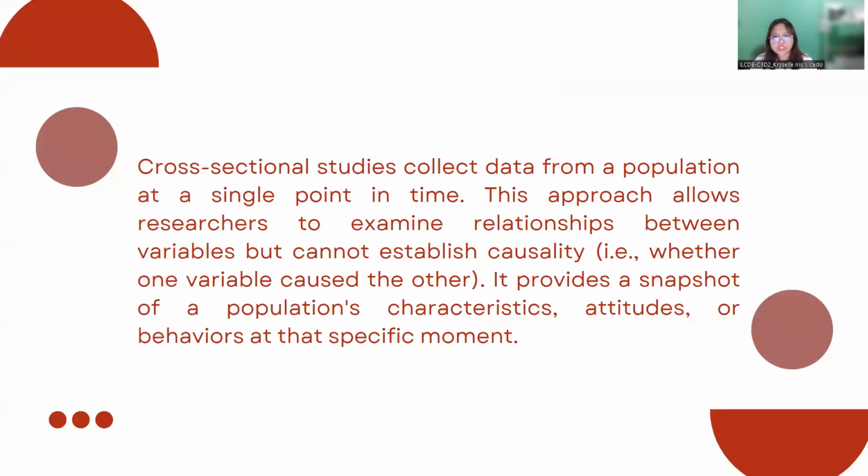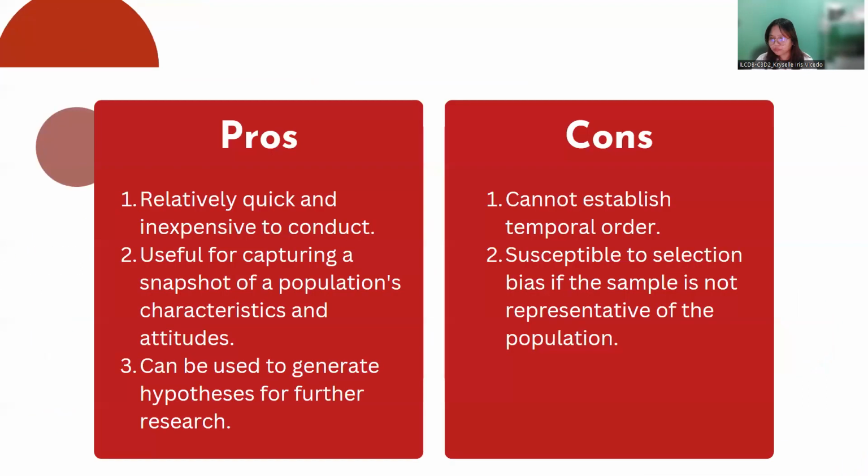The cross-sectional studies collect data from a population at a single point in time. This approach allows researchers to examine relationships between variables but cannot establish causality, whether one variable caused the other. It provides a snapshot of a population's characteristics, attitudes, or behaviors at a specific moment.